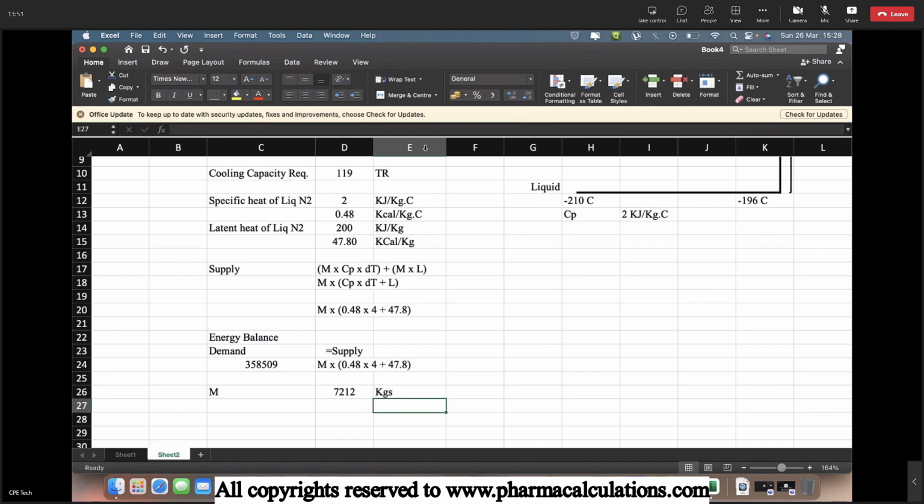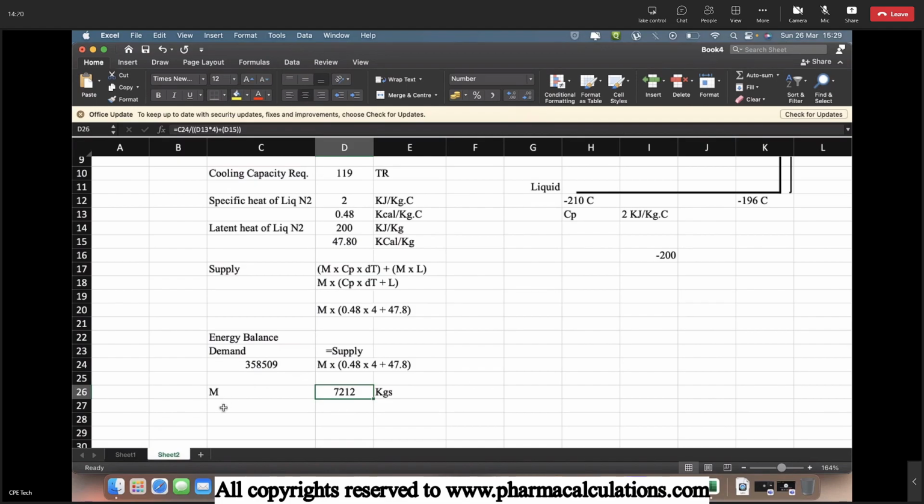So this is the theoretical value, and here as a worst case scenario I have taken the liquid nitrogen only at minus 200 degrees. Usually it is going to be at minus 210 degrees, and considering the losses I have taken it as minus 200. So as the delta T is almost 4 degrees, we got around 7,212 kgs. This is how we need to calculate the theoretical requirement of liquid nitrogen.